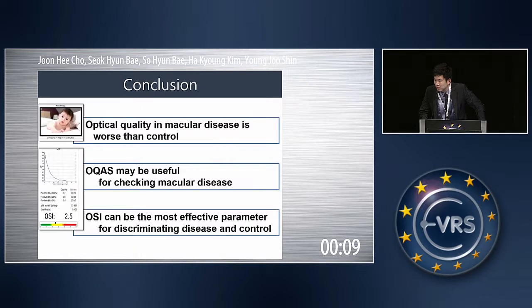In conclusion, optical quality in macular disease is significantly worse than that in control. OQAS may be a useful tool for checking the presence of macular disease. Among all the parameters, OSI is the most effective parameter for discriminating disease and control.